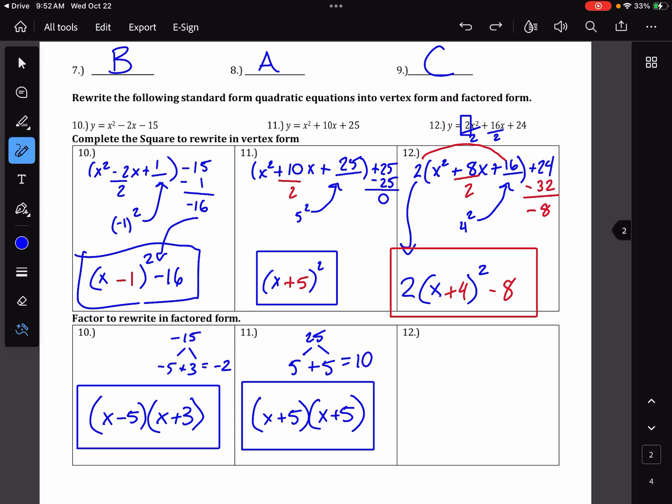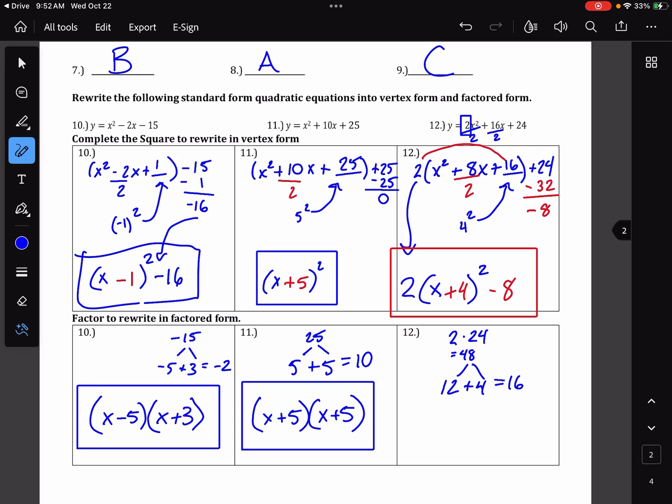Last one, a little trickier with that A term, but we take that A term and multiply it by the C term, 24. That gives us 48. And then go through similar steps. What times what gives you 48, but adds together to give you that B term of 16? Let's see, 6 times 8 doesn't do it. How about 12 times 4? That'll work. 12 times 4 gives us 48. 12 plus 4 is 16.